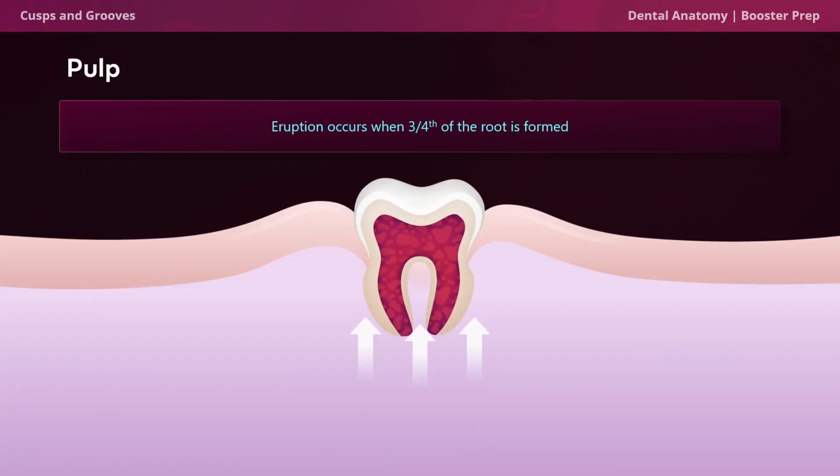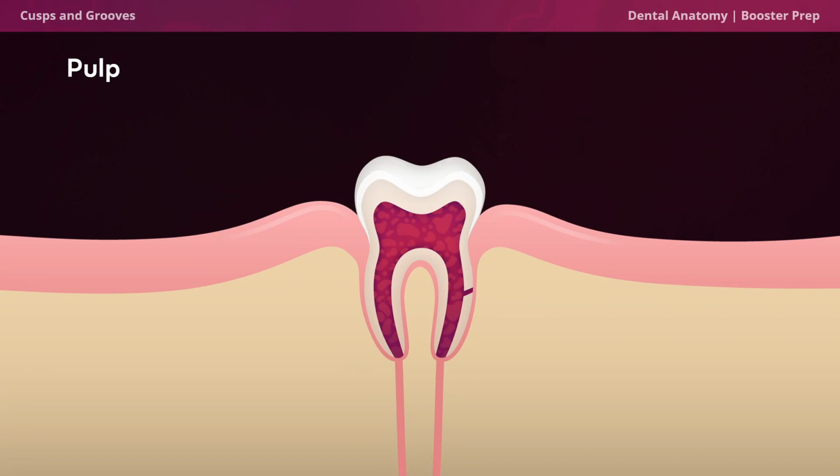Now, as differentiation continues and our tooth starts to take form, eruption occurs when about 75% of the root is fully formed, and the crown of the tooth will first emerge and the root will continue to grow thereafter. Once our tooth has fully developed, so has the pulp. We can now divide the pulp into the radicular pulp and the coronal pulp. The coronal pulp is the upper half of the pulp, while the radicular is the one near the bottom inside the roots.